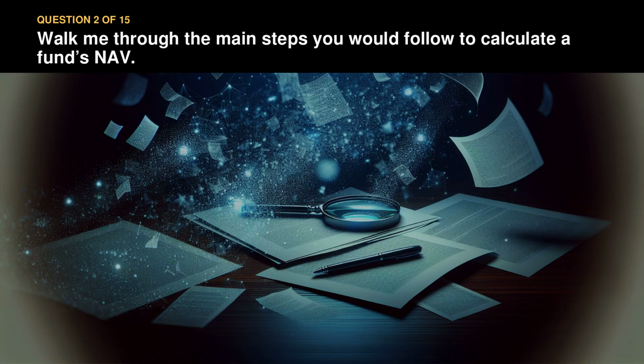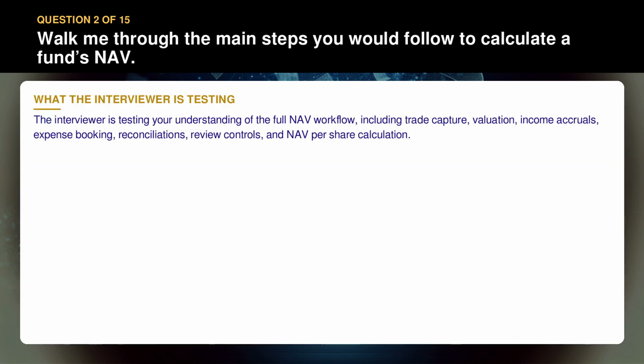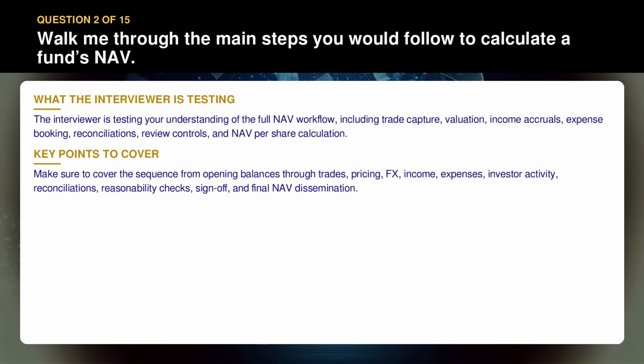Question 2. Walk me through the main steps you would follow to calculate a fund's NAV. The interviewer is testing your understanding of the full NAV workflow, including trade capture, valuation, income accruals, expense booking, reconciliations, review controls, and NAV per share calculation. Make sure to cover the sequence from opening balances through trades, pricing, FX, income, expenses, investor activity, reconciliations, reasonability checks, sign-off, and final NAV dissemination.